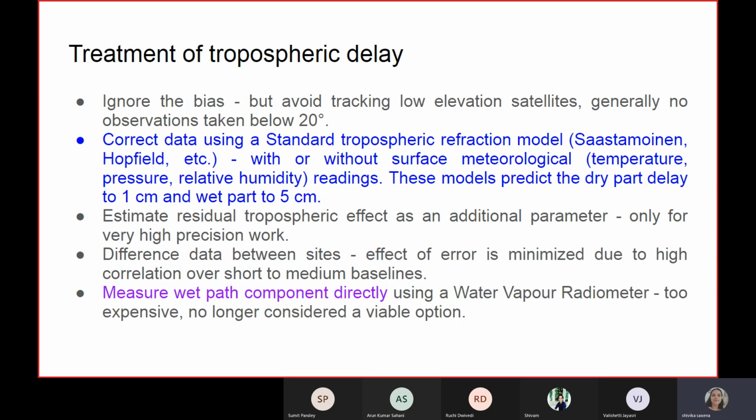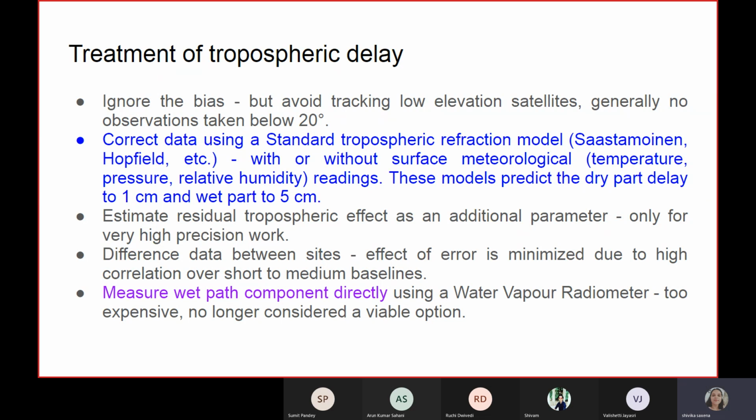How do we treat tropospheric delay? We can ignore it completely, but we have to take care that we are not using very low elevation satellite information. If we are going to ignore tropospheric delay, we have to consider higher elevation angle data, because for higher elevation the delay is very less. So generally no observations are taken below 20 degrees of elevation.